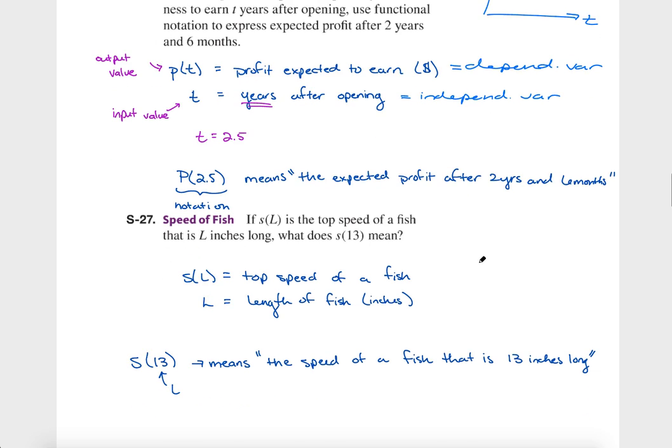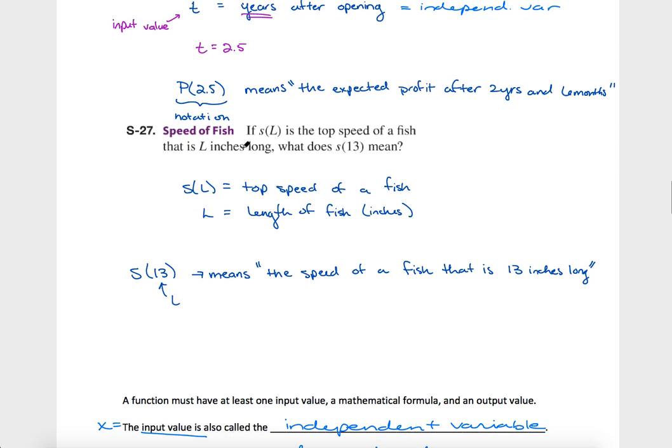Okay, same thing with this example down here, S27. Okay, all right, we're looking at the length of a fish and the top speed of a fish. So again, you want to ask yourself, does the length of a fish depend on its speed, or does the speed of a fish depend on how long it is? So in this situation, it makes sense that the speed of the fish depends on how long it is. So S of t, therefore, must be our dependent variable, making the length of the fish the independent variable.